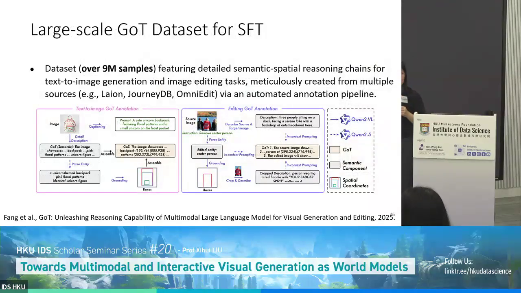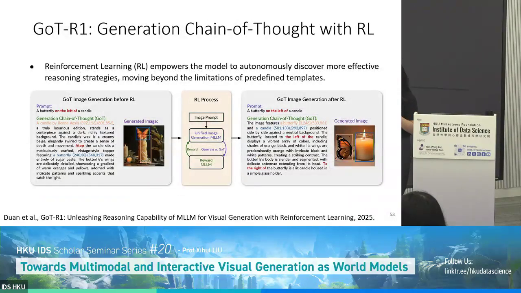So in order to train this chain of thought ability for visual generation, we propose a 9 million dataset with the prompt, image, and the reasoning process all annotated. And this dataset can be used as the supervised fine-tuning dataset for generation chain of thought. And further, in a recent work, we explore that after the supervised fine-tuning, we can further use RL to boost the reasoning capability of this chain of thought reasoning.